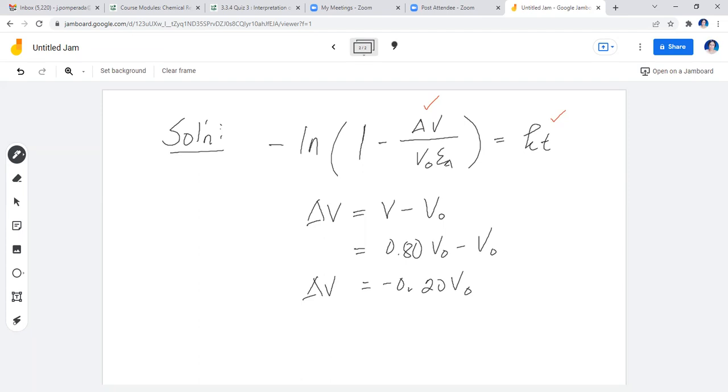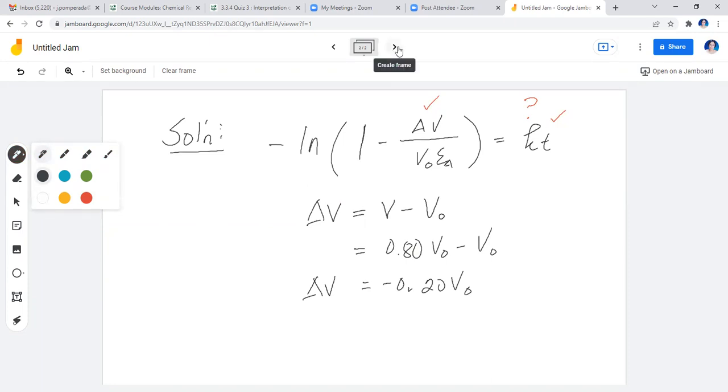So remember, we are after the K, the rate constant K. So how do we find the rate constant K? We can find it using this particular formula of ours, with just one more problem for us to take care of. And that is the fractional change in the volume, the epsilon A.